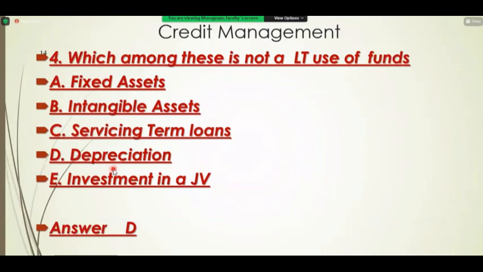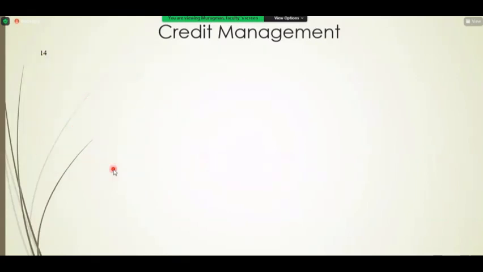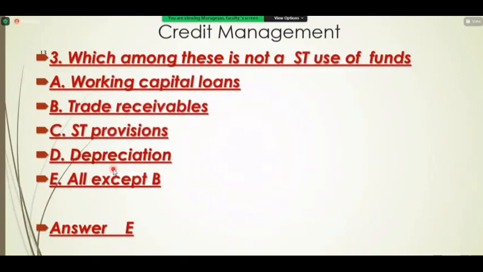Sir, can you repeat the third question? Third question. Which among these is not a ST use of funds? They are asking intelligently. They are giving five items, and asking which is not a ST use.